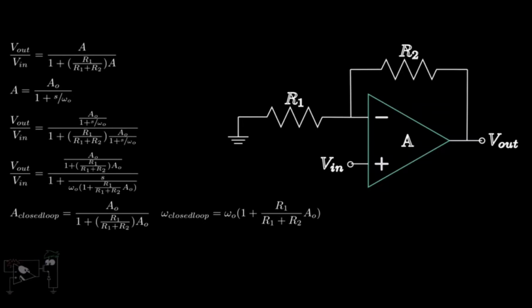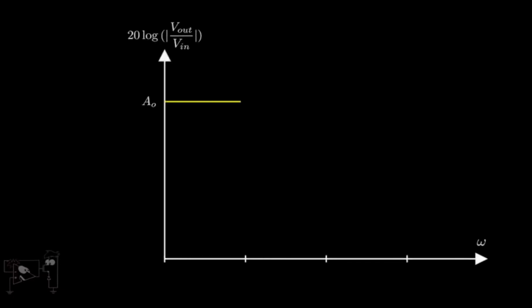Let's try to find the unity gain bandwidth of this circuit. We already found out that the unity gain bandwidth is given by the product of the DC gain and cutoff frequency. Multiplying these two, we get omega u as A naught into omega naught. This is exactly the same as before. Hence, placing the op-amp in negative feedback does not seem to affect the unity gain bandwidth.